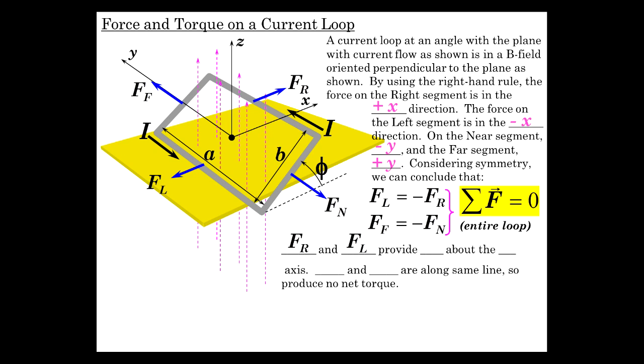The right and left provide a twisting force on this loop. Looking at it from this point of view, it would be clockwise, but it's a torque about the y-axis. Now, the near and far forces are on the same line, so they don't provide any torque. So no net torque from those two forces. So let's consider pivoting along the y-axis. Here's the y-axis. We're going to let it rotate or pivot along there.